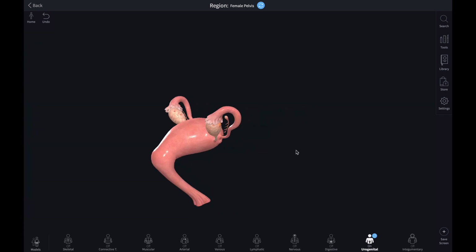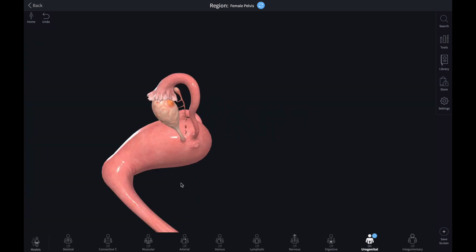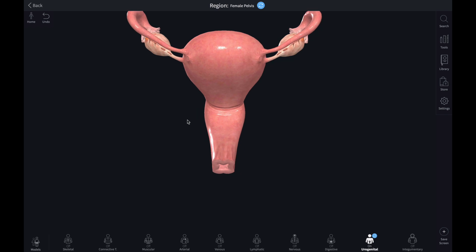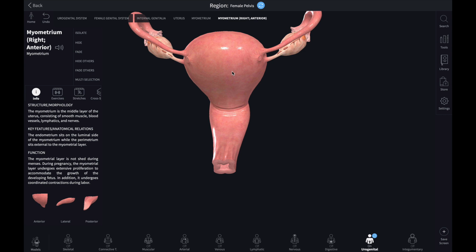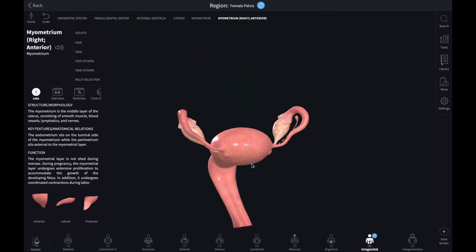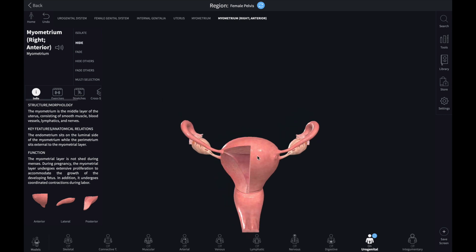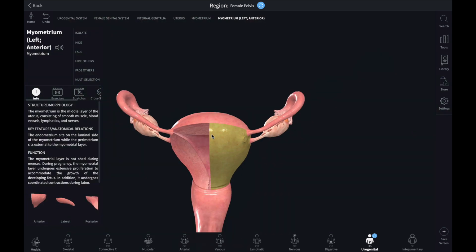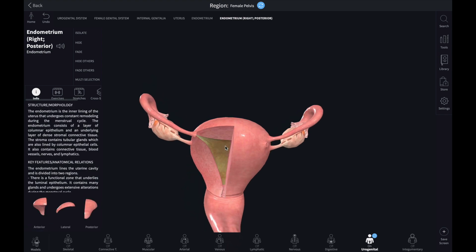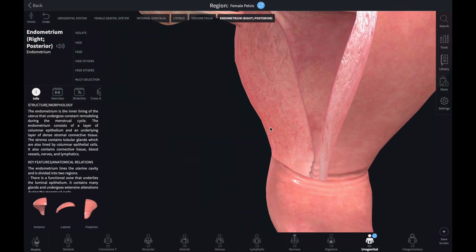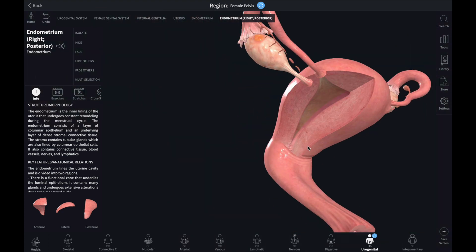So what you see here is the normal anatomical position of the uterus. The outermost layer of the uterus is called the perimetrium, which is covered by this thick band of connective tissue sheath. Once you cut, you can see the muscular layer in the uterus. This muscular part is called the myometrium of the uterus, and this innermost layer is called the endometrium of the uterus.